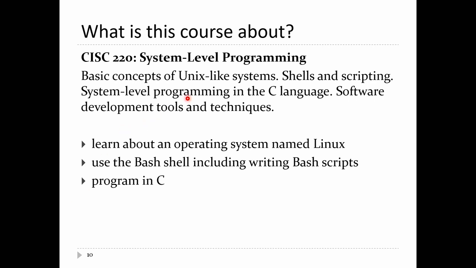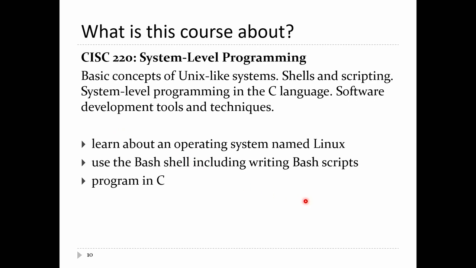This covers the basic concepts of Unix-like systems, shells and scripting, which is the first half of the course, and then system-level programming in the C language, which is the second half of the course. One of the main reasons this course exists is because some of your second year, third year, and fourth year courses are taught in C, or C++, or use it somehow. At some point, it would be useful if someone taught you C. Also, a lot of courses will be using CASLab in Linux mode, so you need to be able to work in a Linux environment. That's the first half of the course.